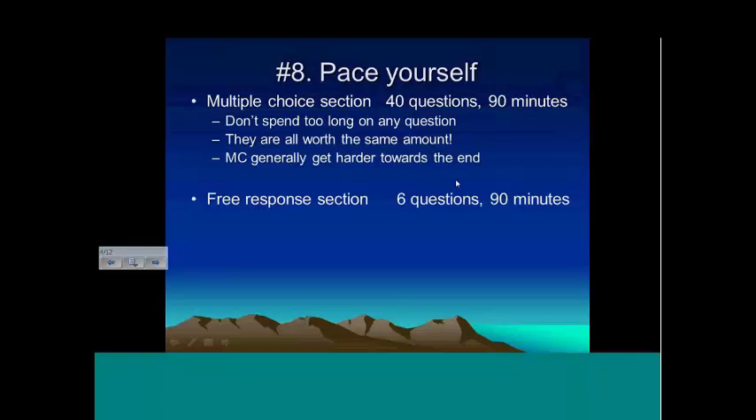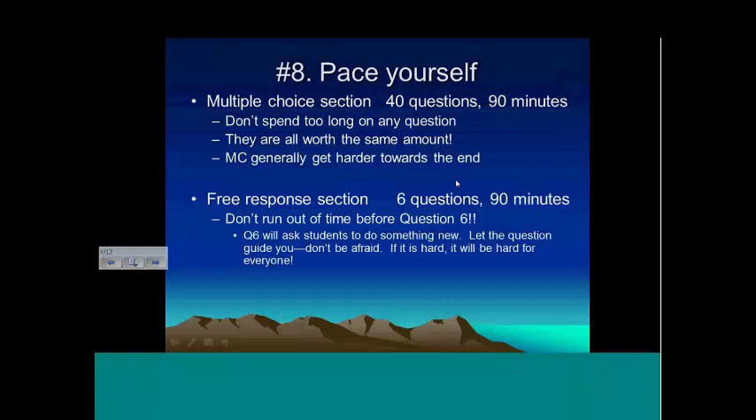The free response section is a little bit different story again. Josh mentioned that there really are 2 pieces to the free response section, questions 1 through 5, and then the investigative task. All told, you've got 90 minutes to complete this, but it's really important not to run out of time on question 6, which counts for 1/8 of the total exam score.